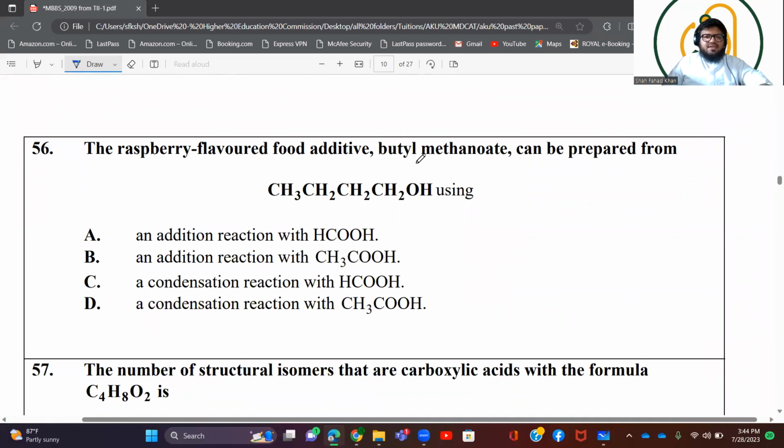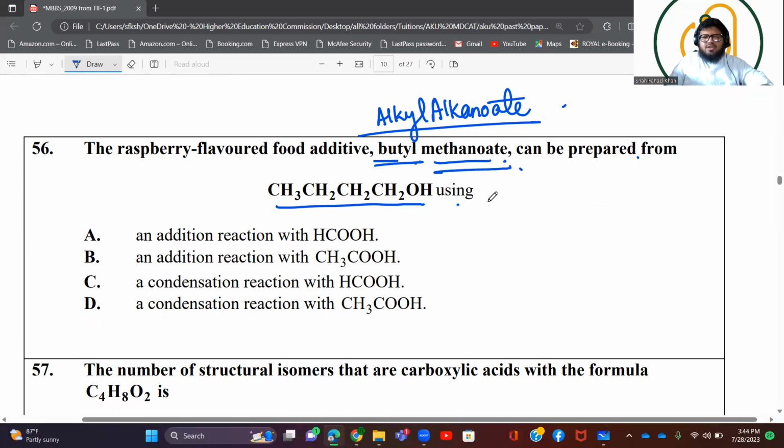Raspberry flavored food additive butyl methanoate can be prepared from this using what? Butyl methanoate, as the name suggests, is an alkyl alkanoate, and that's a generic name of esters, right? Alkyl group and alkanoate group. So therefore, if you have an alcohol, you'll need a carboxylic acid. This butyl, the alkyl part, comes from alcohol, and you already have the butanol right over here.